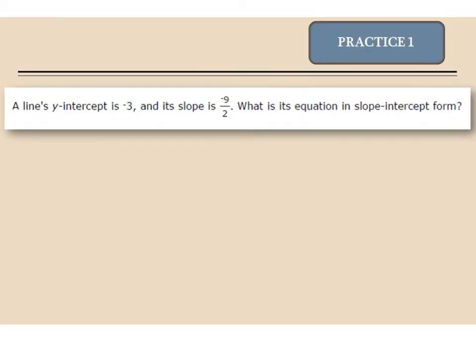Here's your practice problem. A line's y-intercept is -3 and its slope is -9/2. What is its equation in slope-intercept form?